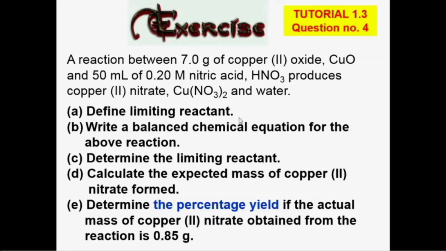The first question here, A, define limiting reactant. B, write a balanced chemical equation for the above reaction, and then determine the limiting reactant. Now this is the one that we were discussing just now. And then calculate the expected mass of copper 2 nitrate formed, and lastly, determine the percentage yield if the actual mass of copper 2 nitrate obtained from the reaction is 0.85 grams. Later we will discuss what the percentage yield is. So let's solve for A to D first.